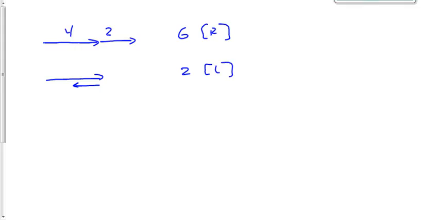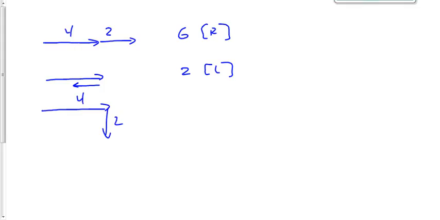We know how to add these two vectors together. 4 plus 2, 4 to the right, plus 2 to the right equals 6 to the right. We know how to add these two vectors together. 4 to the right, 2 to the left gives me 2 to the left. No problem, right? What if we have 4 to the right and 2 down?